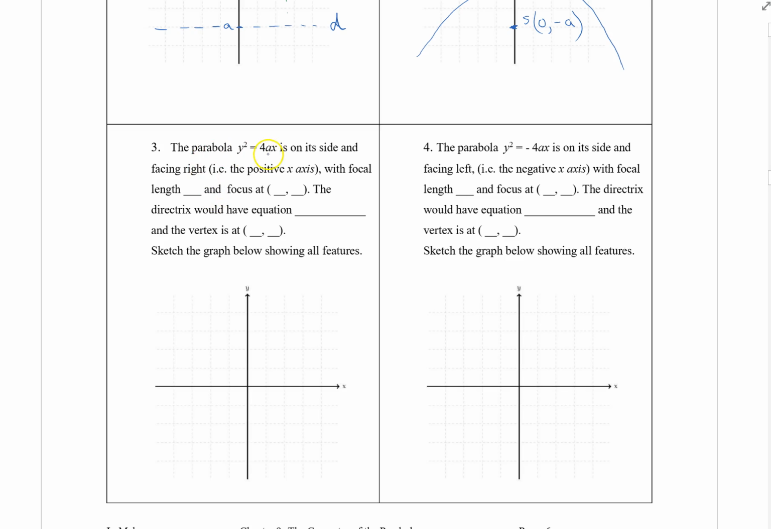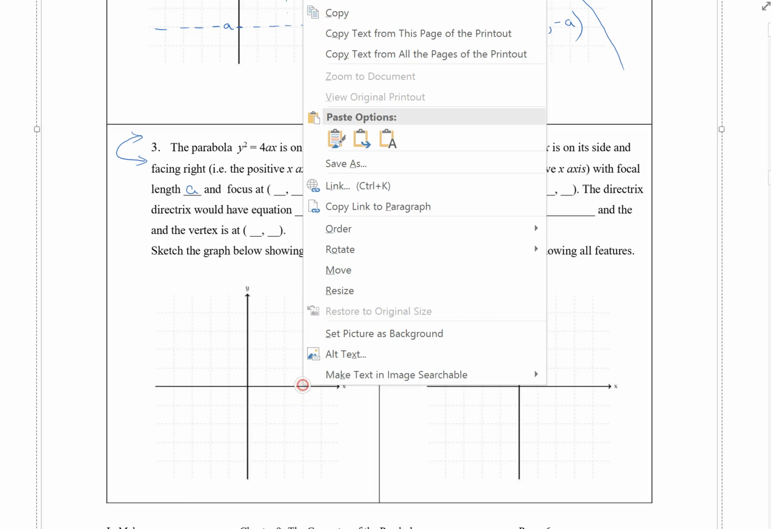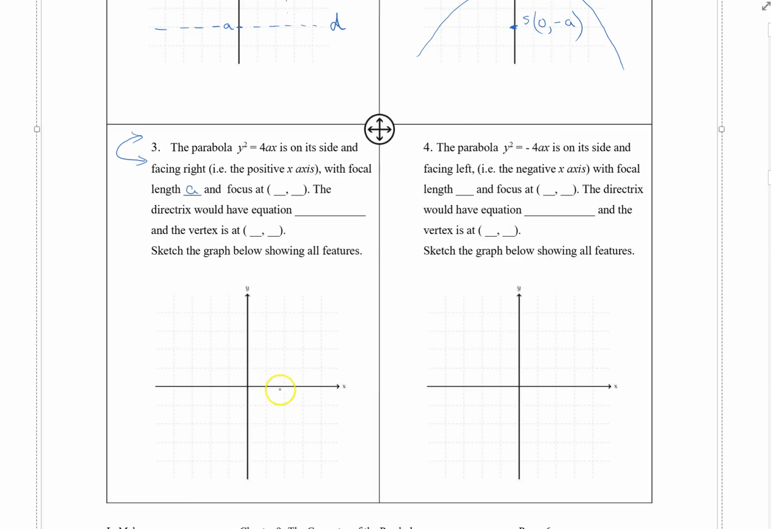So the parabola y squared equals 4ax is on its side and facing to the right. To me, it's like a positive because it's all positive here, no negatives. And so we get a parabola that looks like that, going off in the positive direction. The focal length is still a, and this time the focus moves over here.